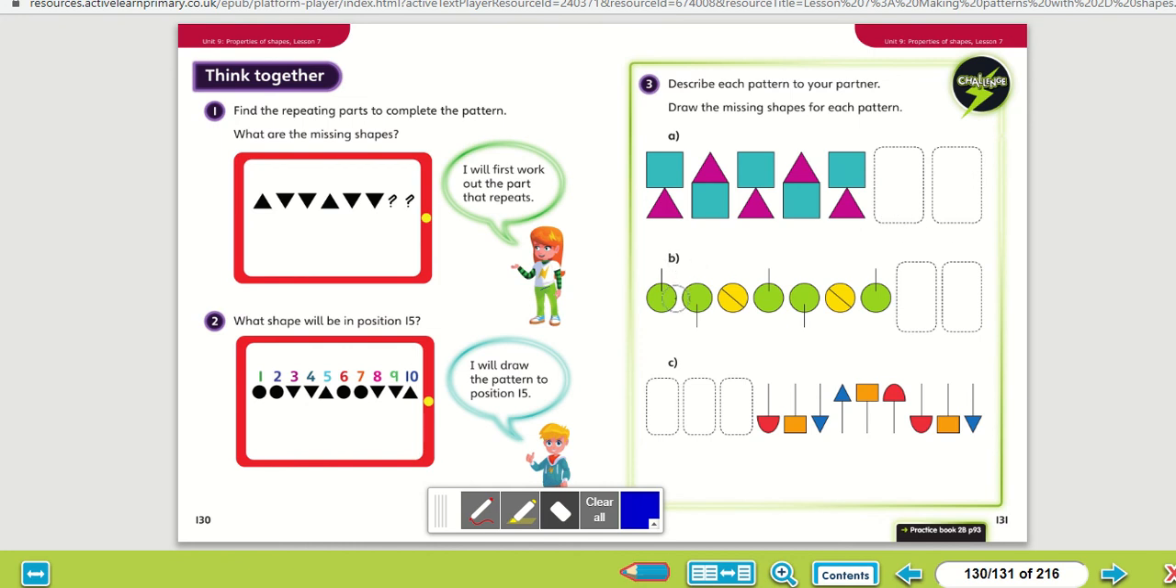B. We've got 2 green circles and a yellow circle. 2 green circles and a yellow circle. Then it should be 2 green circles and a yellow circle here. C. You can do C as well. This is for you to do on your notebook. Just draw the missing shapes on your notebook.